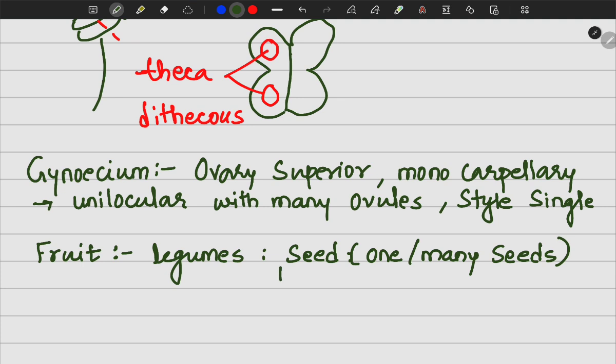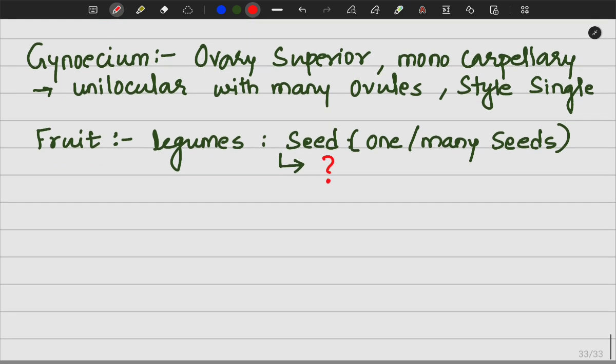And can you tell me whether the seed would be endospermic or non-endospermic? Please write down the answer in the comment section. All right. Now let us write down the floral formula and draw the floral diagram. So let us first draw the floral diagram.